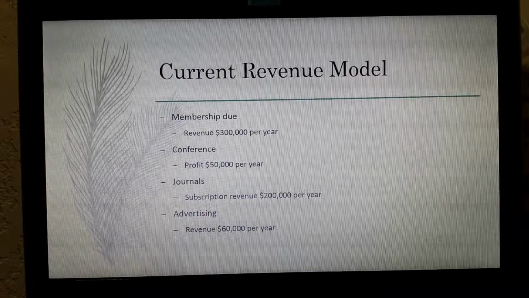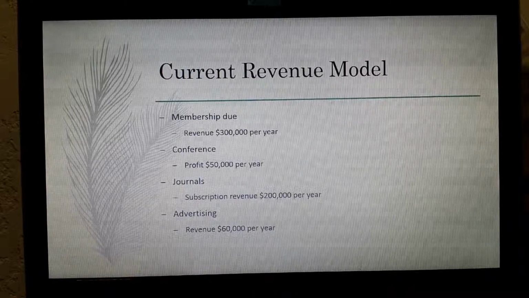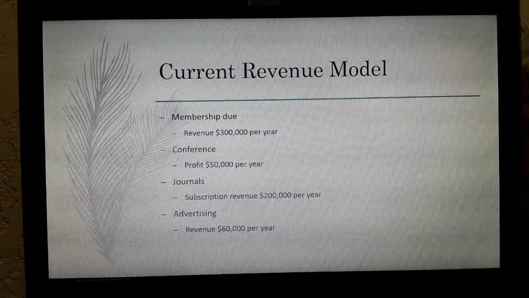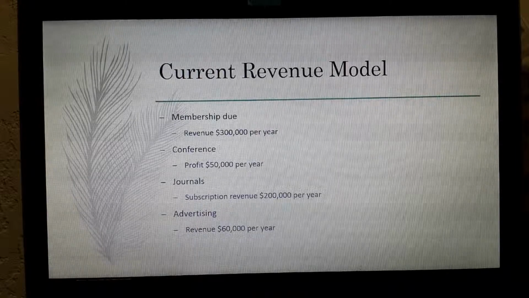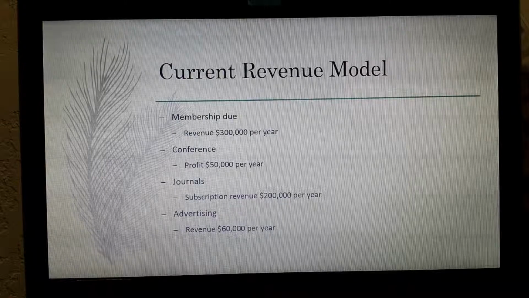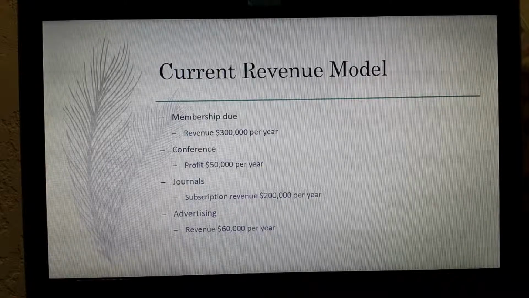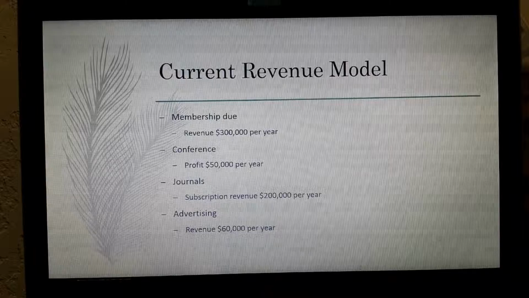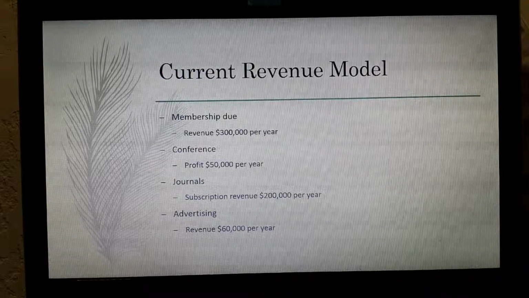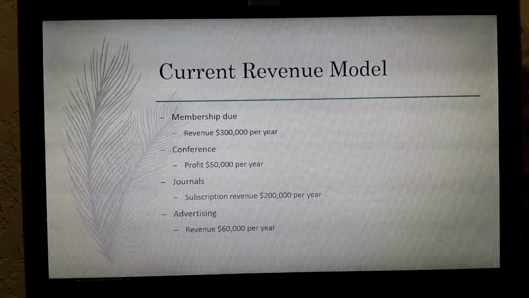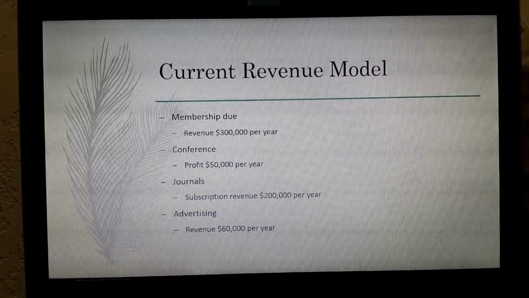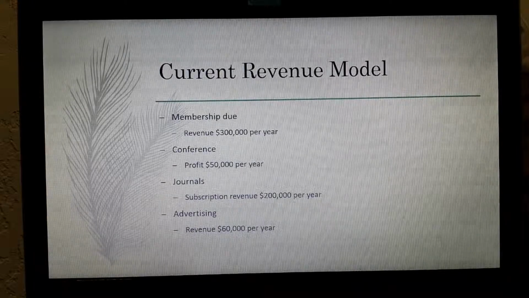Currently, this organization makes money through 4 channels. The ASIB's membership due is $100 per member annually. With around 3,000 members around the world, the ASIB can generate $300,000 through this channel. The ASIB holds 2 conferences every year. After deducting the cost, it gains a profit of $50,000 from the conference.